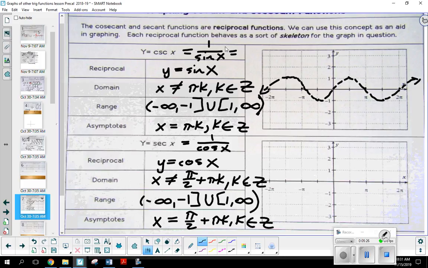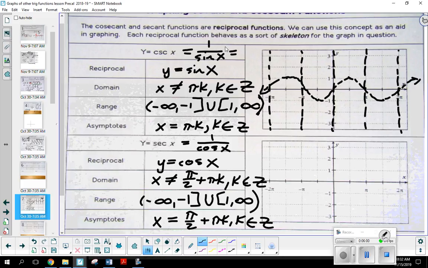Okay. So wherever sine equals 0, that's going to be a problem for cosecant. That's where cosecant's going to be undefined. So where is sine 0? Everywhere the graph touches the x-axis, and I've got several locations here. So negative 2 pi, that will be an asymptote for cosecant, as will negative pi, 0, pi, 2 pi. So we know where cosecant has all the asymptotes.